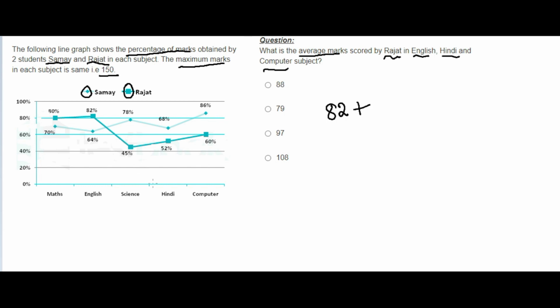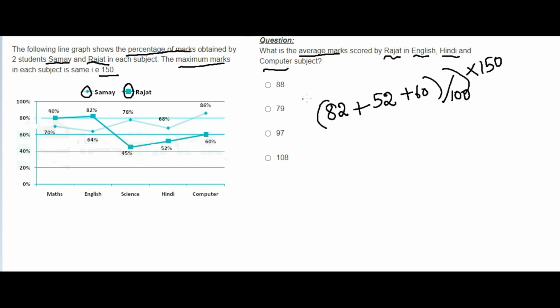Then Hindi. In Hindi, Rajat scored only 52, so you just go for 52. And then afterwards, computer science, Rajat scored only 60. So you have to go for 60. Automatically, all these are represented in the form of percentage. So you have to make it a percentage, but the maximum mark is 150, so you have to multiply by 150.